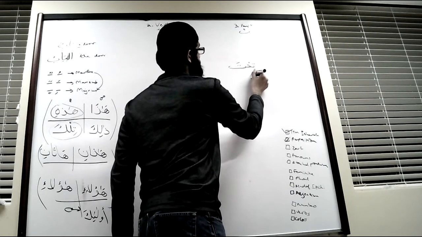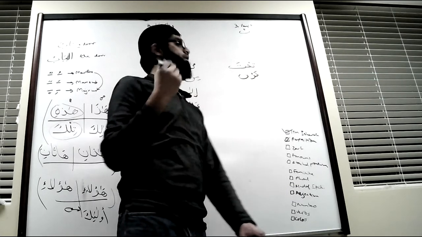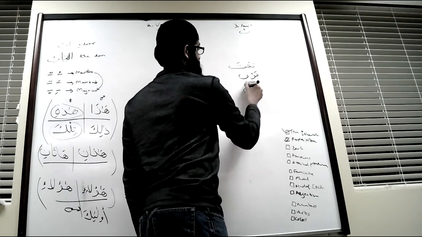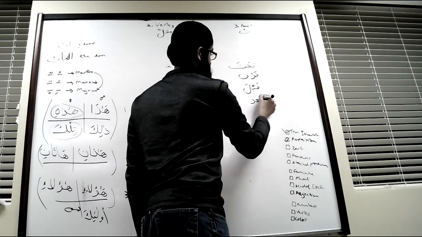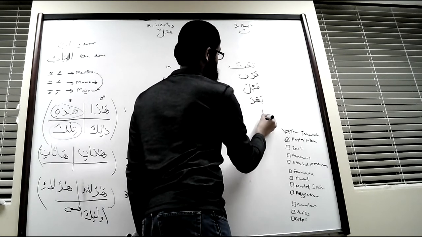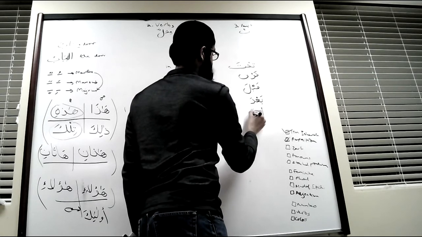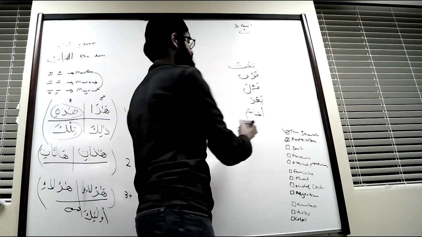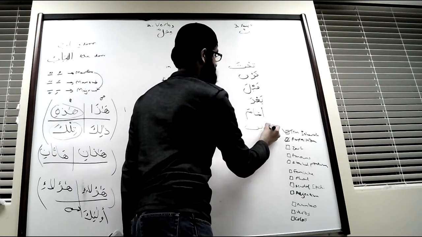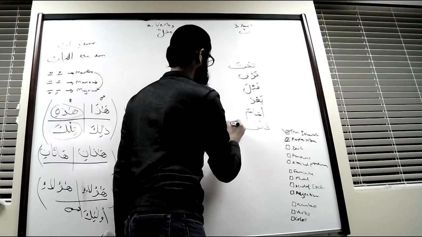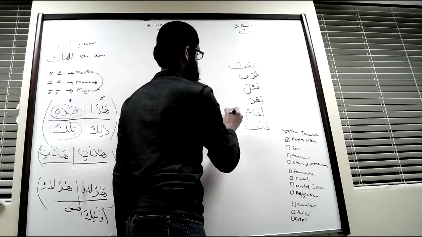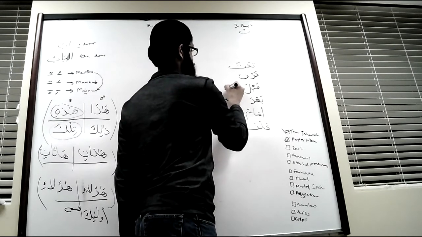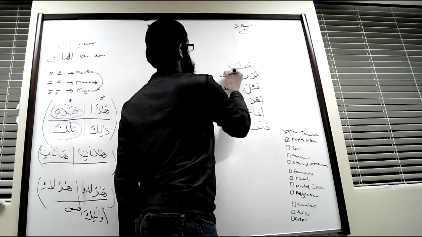فوق. What else? قبل. بعد. Someone else. أمام, not إمام. What's behind? خلف. What's أمام? Front. Okay. What's بعد? After. قبل. Before. فوق. Above.